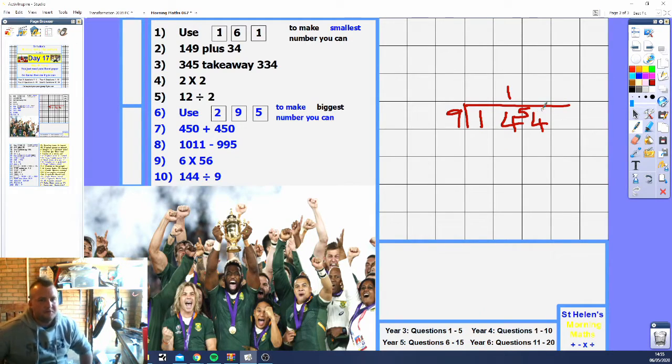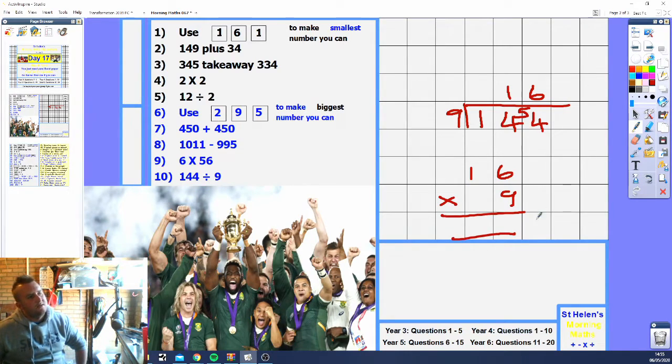9 goes into 54. How many times? 9, 18, 27, 36, 45, 54. So it goes 6 times. It goes absolutely perfectly in 6 times. How can I make sure that I got this right? Again, using the inverse, 16 times 9. 6 times 9 is 54, as I've said. 9 times 1 is 9, plus 5 is 14, which makes 144, which means that I've checked and I've got it right.